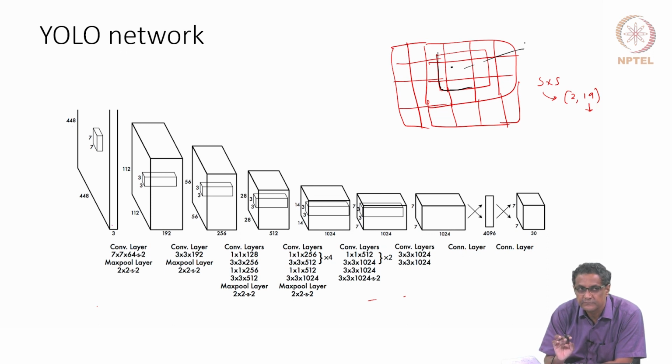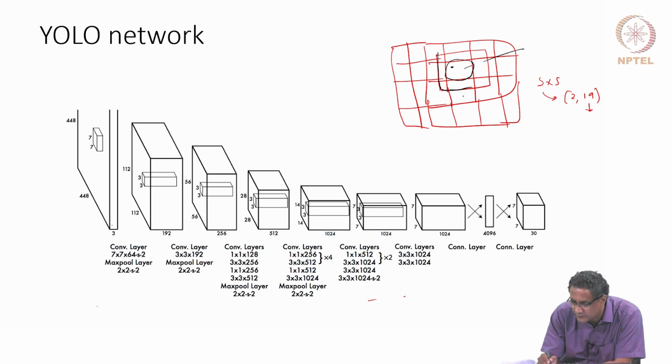This grid cell, wherein the center is falling. This ground truth box is there. I am saying that it has a center here, let's say it's a little skewed, but the center is there, and that's falling in some grid cell. Now that grid cell is supposed to be responsible for that object.